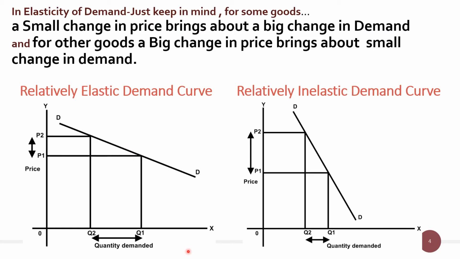As we are studying the topic of elasticity of demand, I would like you to keep in mind that for some goods, a small change in price brings about a big change in quantity demanded. And for other goods, a big change in price brings about a small change in quantity demanded. So you will see that for some goods, the demand curve is sloped in a different way.